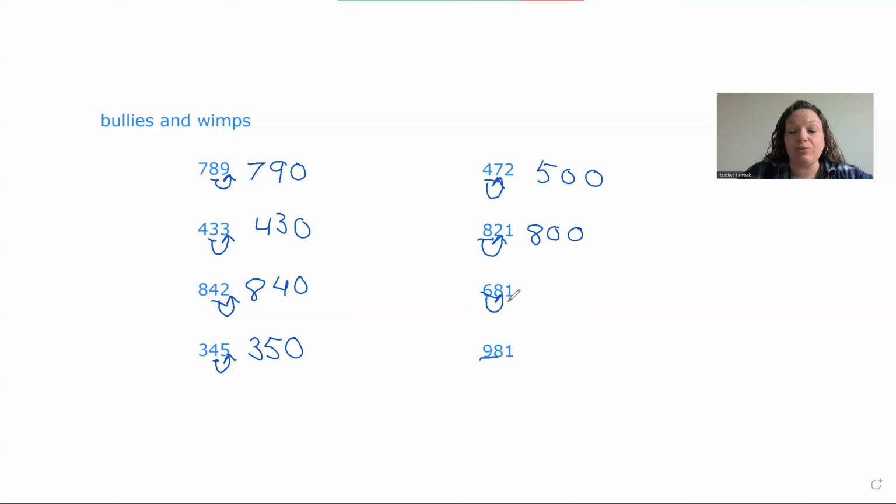We're going to look at the neighbor. So that 6 becomes a 7. And then this one down here is the tricky one. That 8 makes the 9 a 10. And so we put 10 and then zeros. So this is how we round numbers.